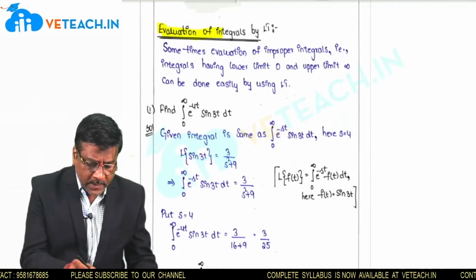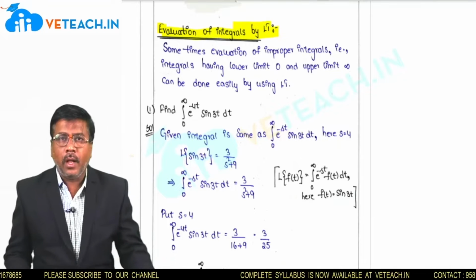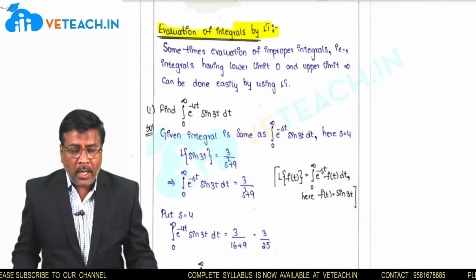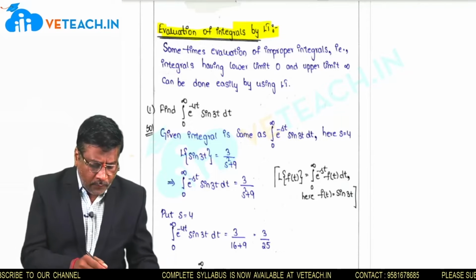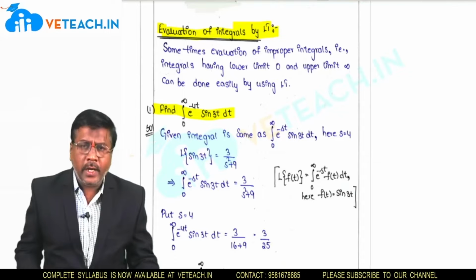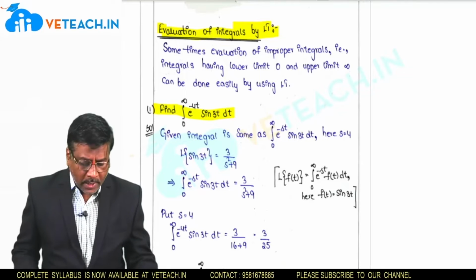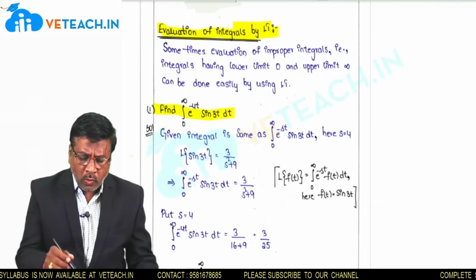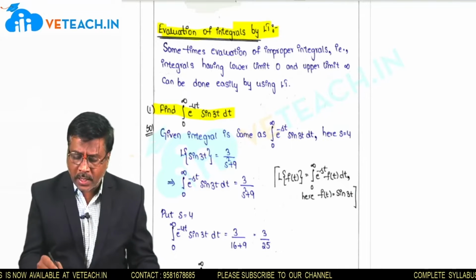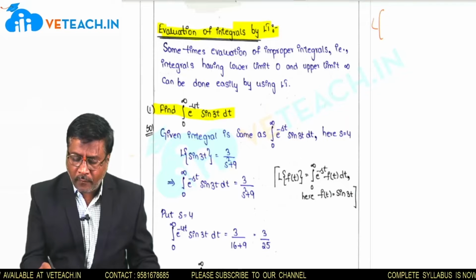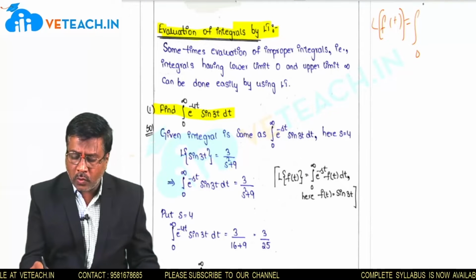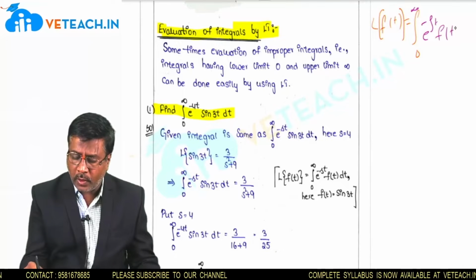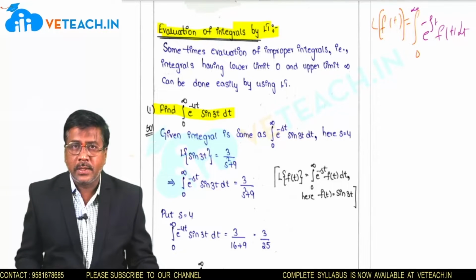So here the concept is evaluation of integrals by using the Laplace transforms. Here is how we can apply the Laplace transforms while evaluating the integrals. First of all, find the integral from 0 to infinity of e power minus 4t into sine 3t into dt. We have to know the definition of the Laplace transform, that is L of f of t is equal to integral 0 to infinity e power minus st into f of t into dt. This is the actual definition of the Laplace transform.